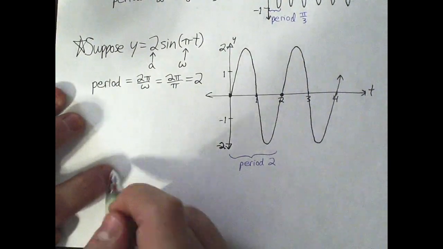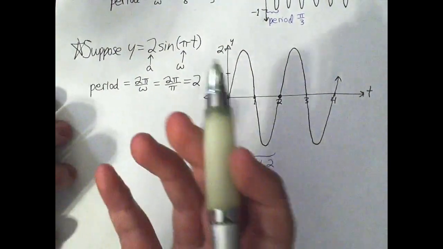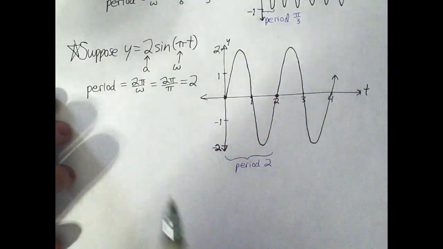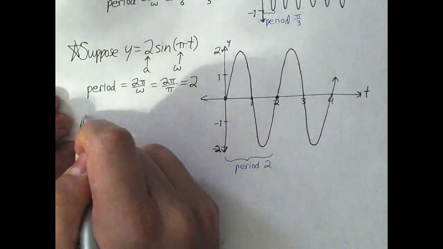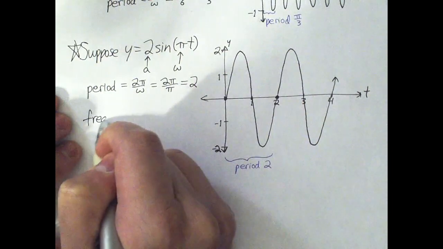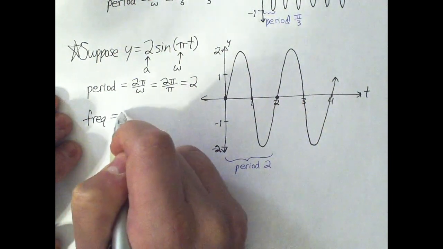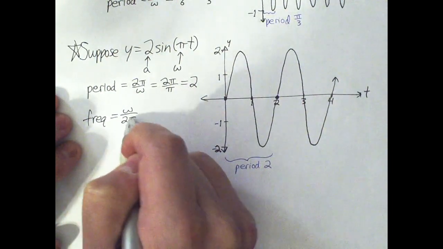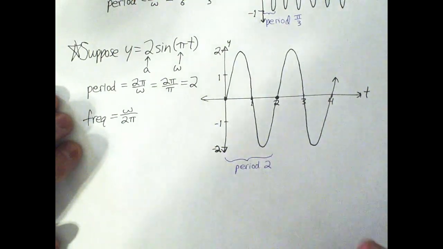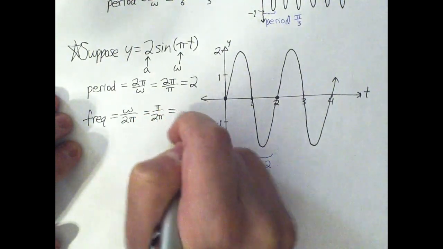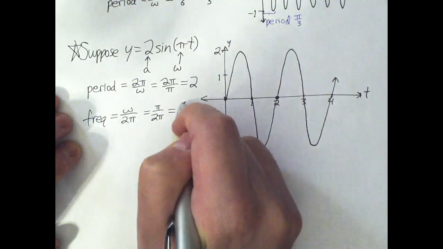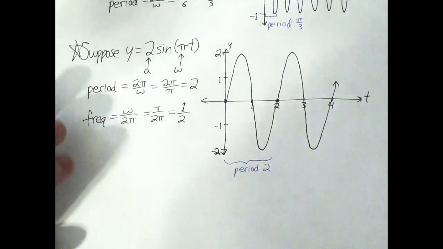One more thing. What about frequency? We talked about amplitude, we talked about period. What about frequency? So, for this one, let me find the frequency. The frequency is omega over 2 pi, the reciprocal of period. So pi over 2 pi. So this is 1 over 2. Frequency is 1 over 2.